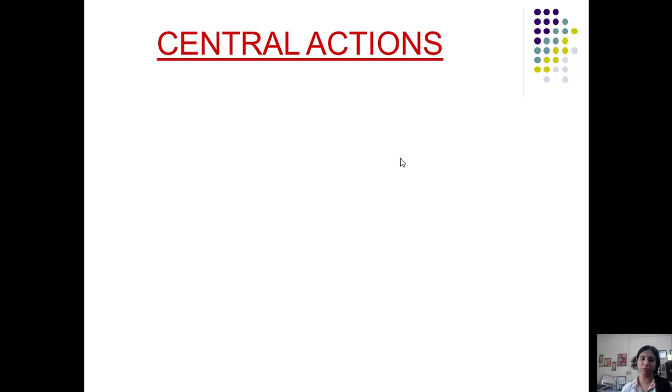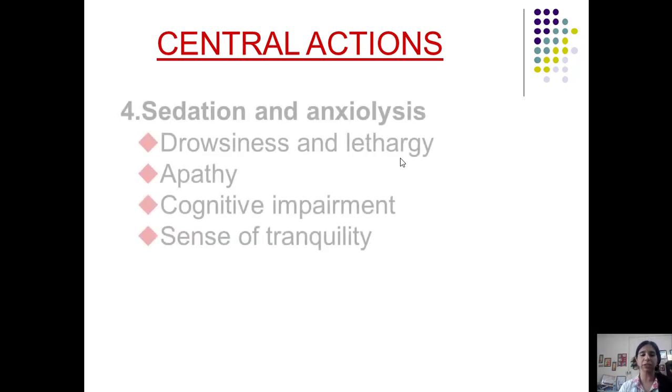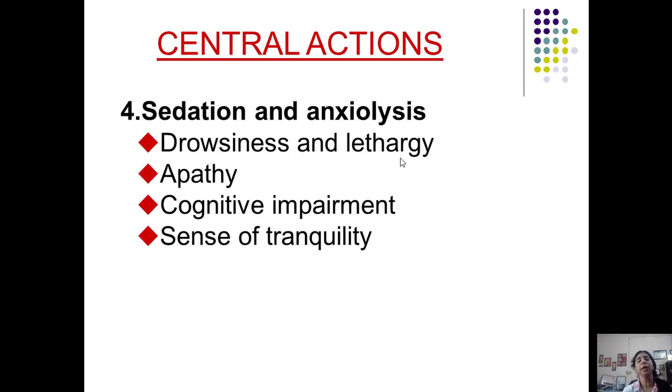So the second action of morphine is a sense of euphoria. And the third action which we discussed was not such a good action, was a depression of the respiratory center. Morphine does have other effects on the central nervous system also that we are going to discuss later. It causes sedation, it causes anxiolysis, and that is associated with drowsiness, lack of interest in the surroundings, apathy, cognitive impairment to some extent, of course the body gets used to it, and a sense of tranquility.